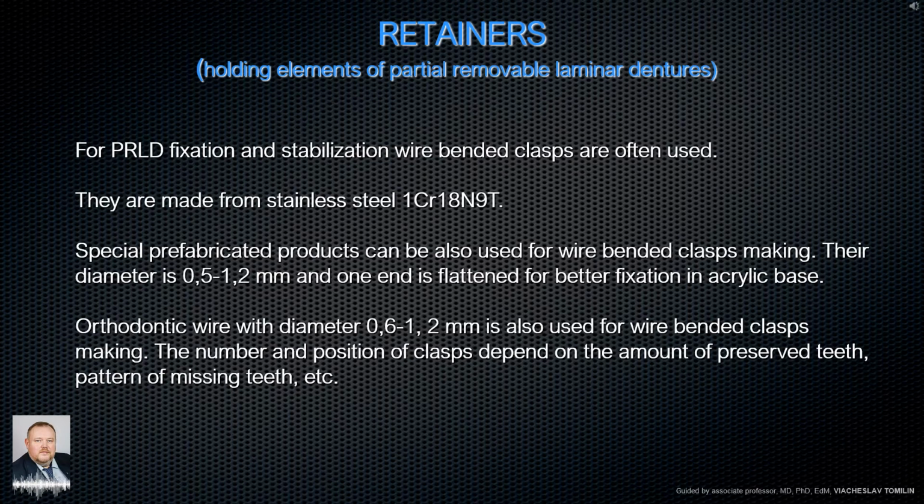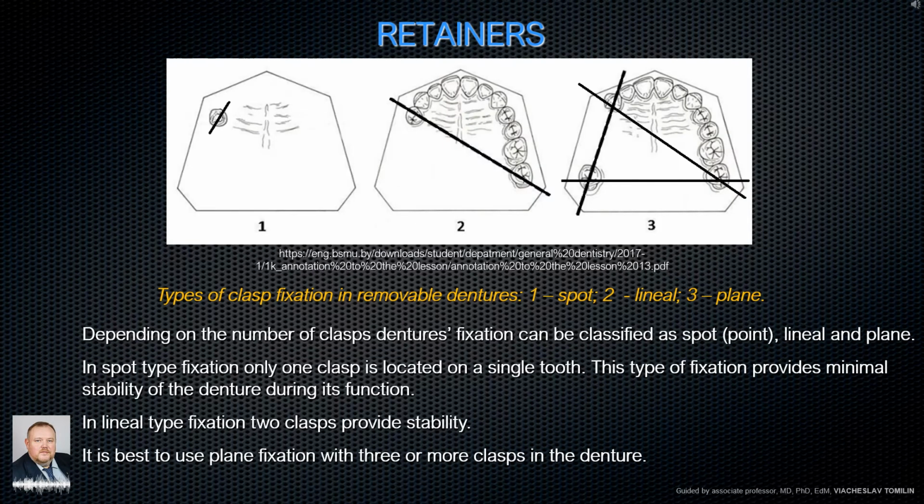Orthodontic wire with diameter 0,6 to 1,2 mm is also used for wire-bended clasps making. The number and position of clasps depend on the amount of preserved teeth, pattern of missing teeth, etc. Depending on the number of clasps, denture fixation can be classified as spot, point, lineal and plane.